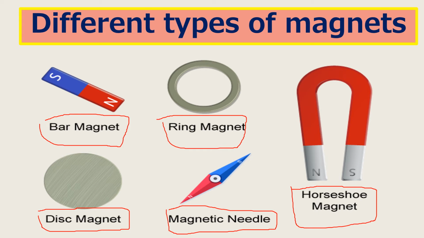Now, look at this bar magnet. The two halves are painted different colors and labeled as N and S. This is because magnets have two poles, the north and the south pole. The magnetic force exerted by a magnet is the strongest at its poles.